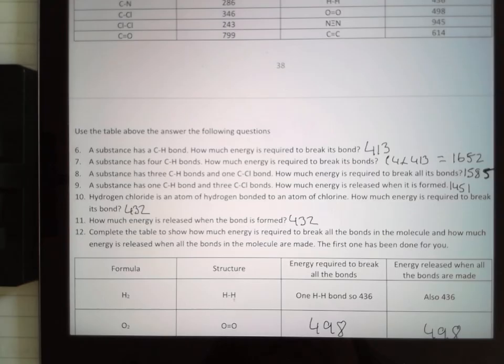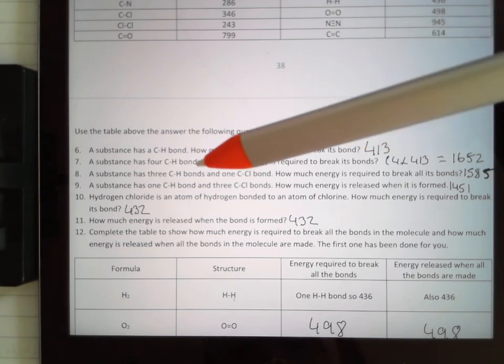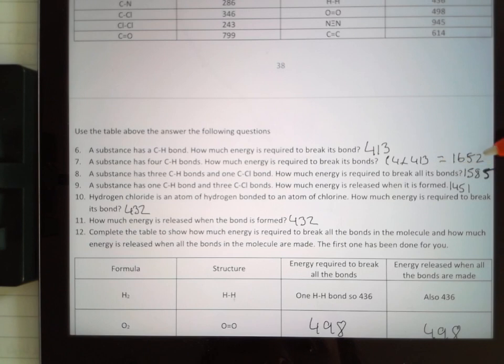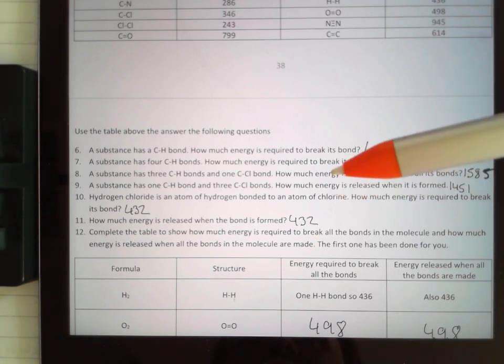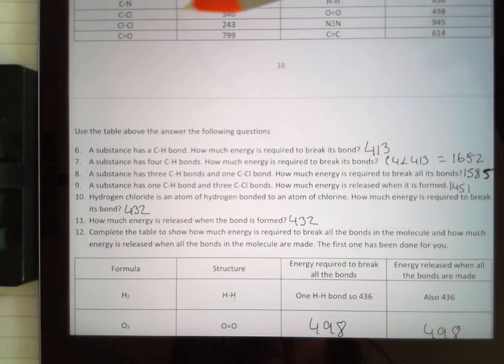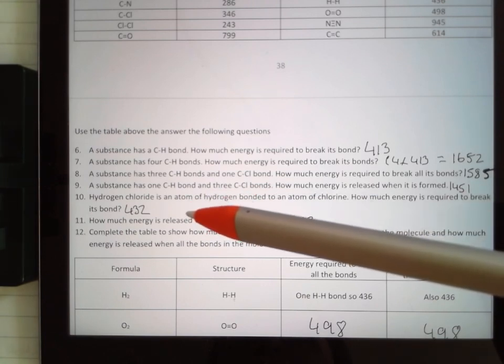Okay, so if we look up the answers, remember using the table above, a CH bond is 413. If it has 4 CH bonds, then it's 4 times 413, 1652 is your answer. 3 CH bonds is going to be 3 times 413 plus the value for a CCl bond, which is 346, and that gives you an answer of 1585. Then you're doing 1 CH bond and 3 CCl bonds. You should get 1451. Hydrogen chloride, you're breaking a hydrogen chlorine bond.